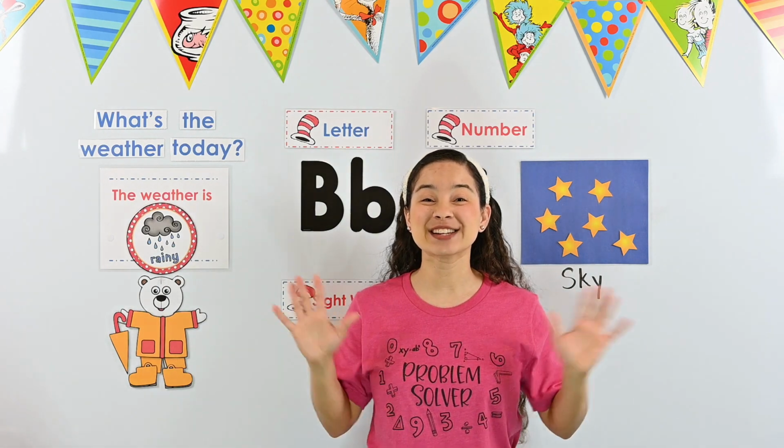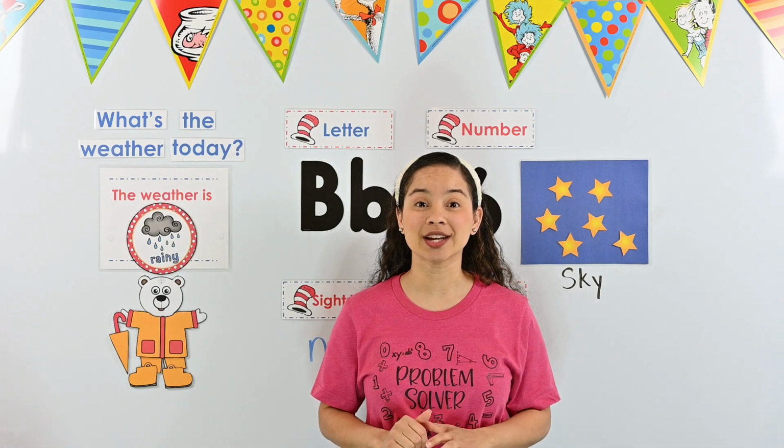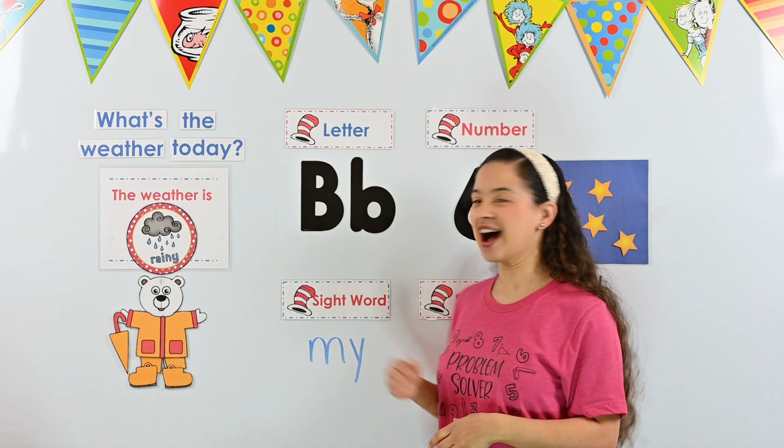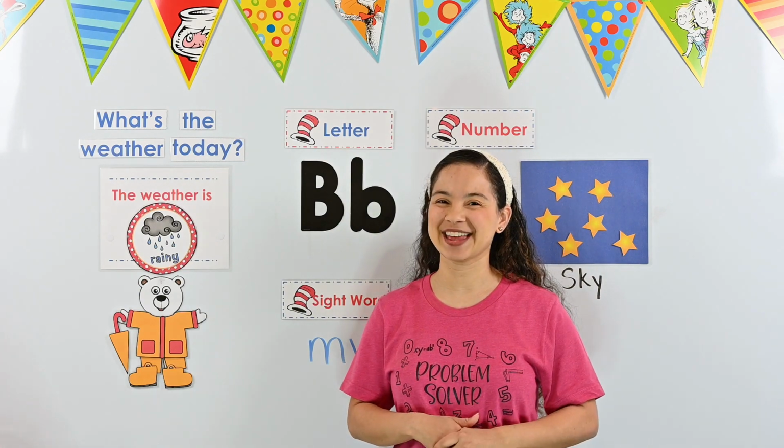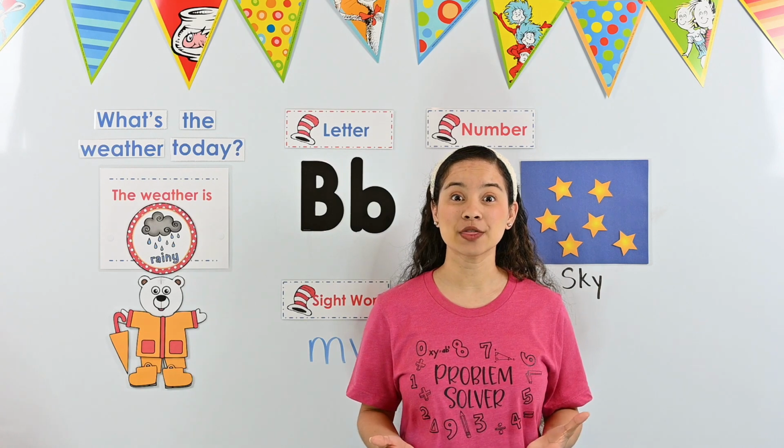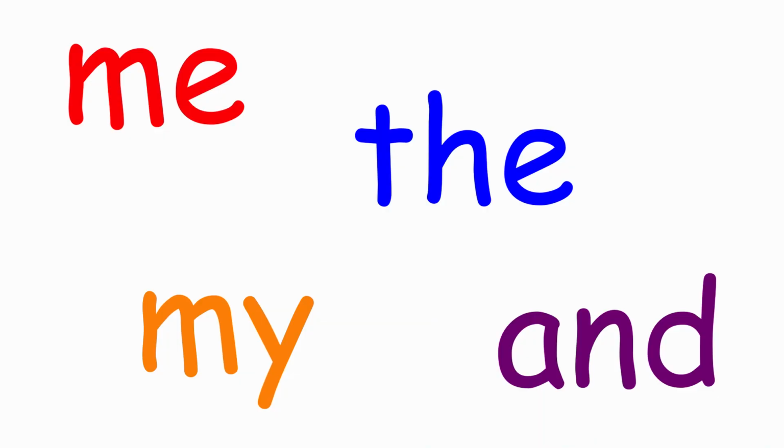Okay, today we are going to be word detectives. You're going to see different sight words on the screen, and you have to help me find the word my. Can you help me? I know you can. Let's see if you can find the word my. Remember, when you see the letters M-Y together, that spells my. Can you find the word my?